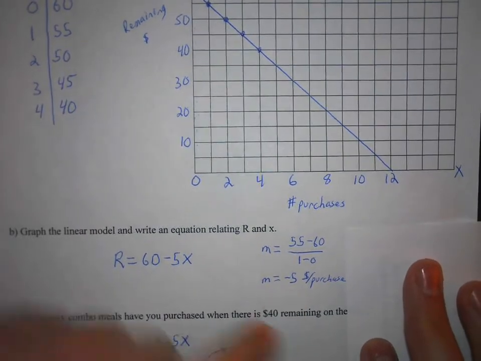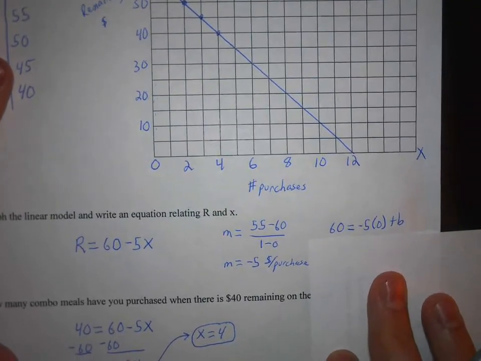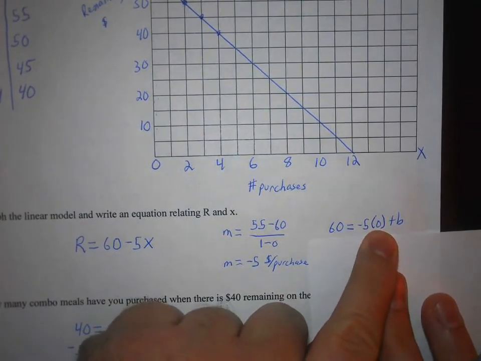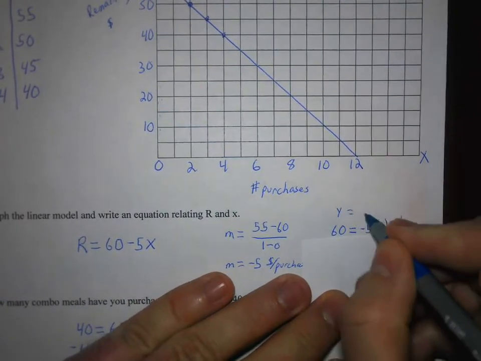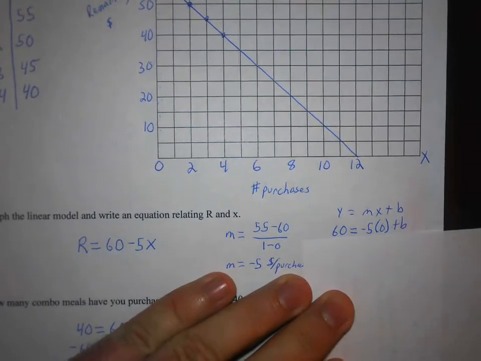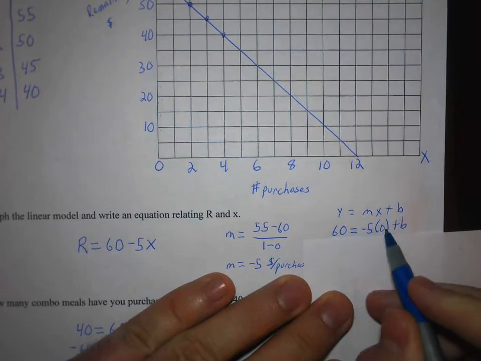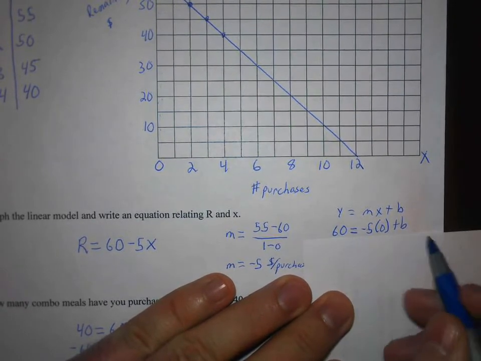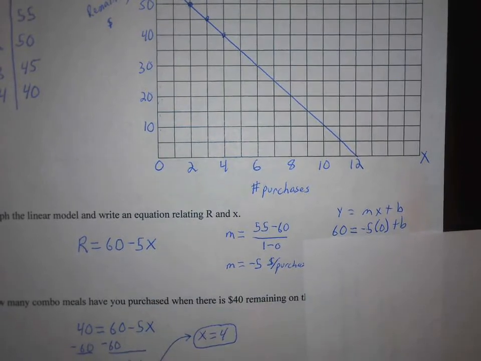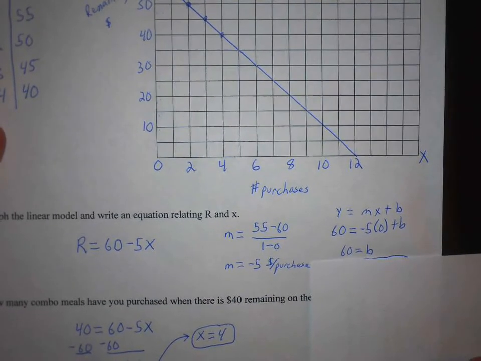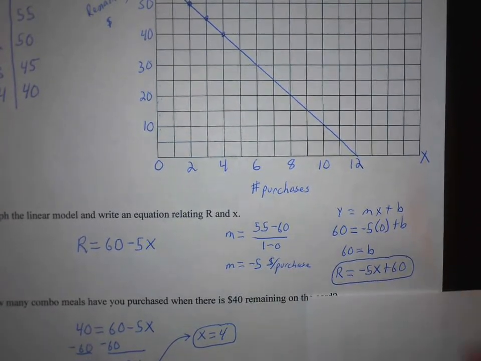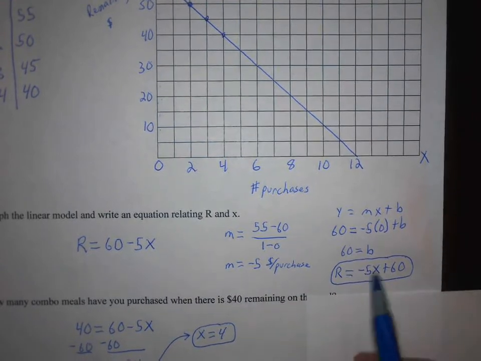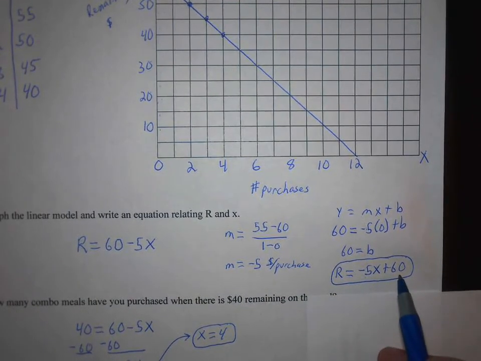Once you have the slope, remember the idea is you substitute one of your points. Well, we know after 0 purchases, you have $60 left. So with the y equals mx plus b slope-intercept form, we can fill in the values that we have. We have the slope, and we have an x, y value that we know is on there, which will help you find the b value. And notice what happens there, you end up with a b value of 60. So you can write your equation. Instead of using x and y, we have x and r. So r equals -5x plus 60.